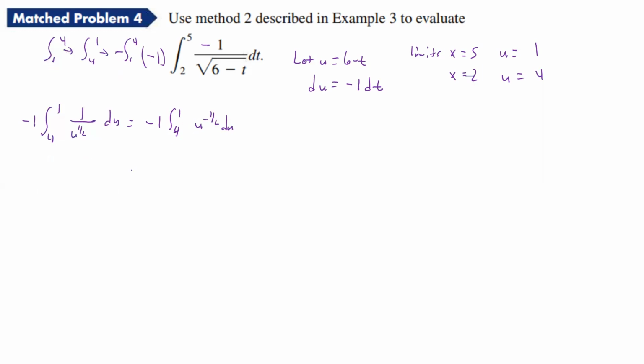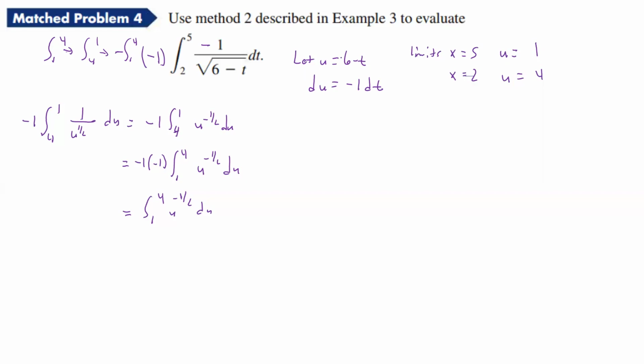So to change this, we're going to say, okay, well, now we're going to have a -1 times a -1, but now we're going to go from 1 to 4, and we have u to the -1/2 du. Okay. So notice we have the two negatives, so that becomes just a positive. So we're going to go from 1 to 4 of u to the -1/2 du.